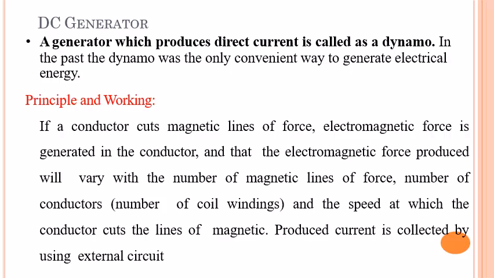The generator which produces direct current is called the dynamo type generator, which is the DC generator. If the conductor cuts magnetic lines of force, electromotive force is generated in the conductor. The electromotive force produced will vary with the number of magnetic lines of force, the number of conductors, that is the number of coil windings, and the speed at which the conductor cuts the lines of the magnetic field. The current produced is then collected by using an external circuit.